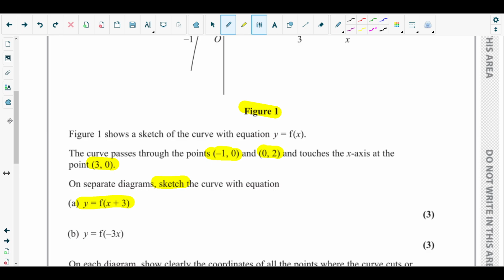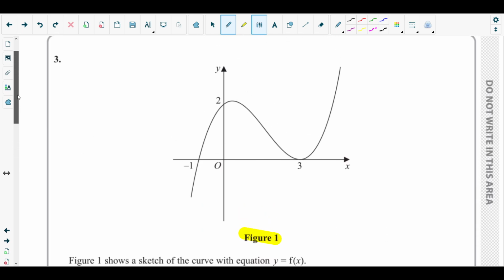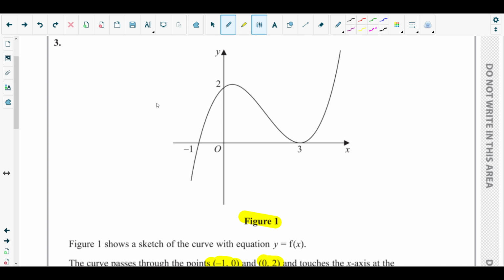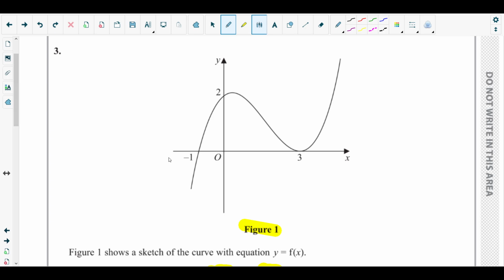That means the curve you can see in figure 1 will move to the left or right? Definitely left. It will move to the left by 3 units. So it was -1 where it is intersecting the x-axis. From -1 it will become -4, 0. The y values will remain as they are because it is horizontal translation only.